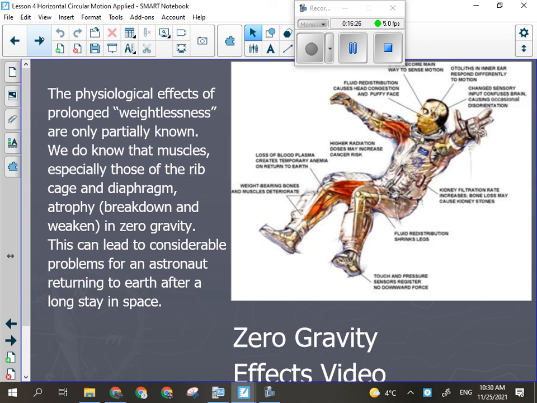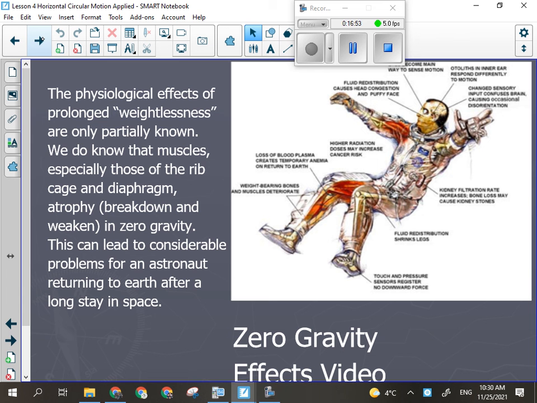Right? So there's all kinds of stuff here: loss of blood plasma. Okay, weight-bearing bones and muscles deteriorate. Kidney filtration rate increases. You can get kidney stones. Okay, they have to watch their calcium intake because their bones are being broken down. Okay, all that changed sensory input that we were talking about. Being in space also means you're exposed to more cosmic rays, and your risk of cancer is much greater. Well, that has nothing to do with gravity, but okay, there's all kinds of things.